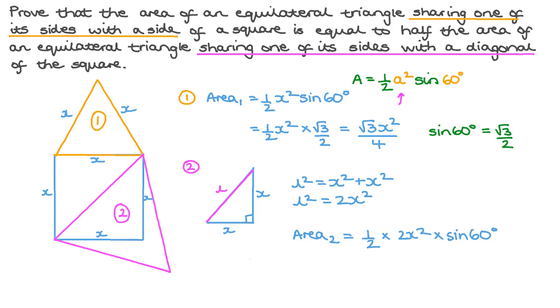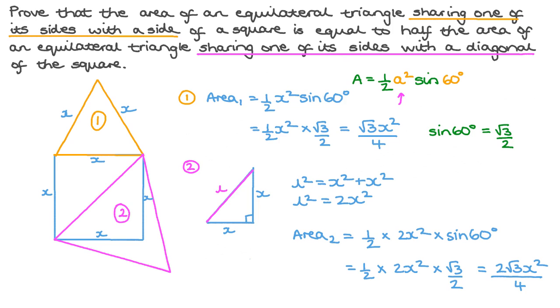So we can substitute the value of L squared, which is 2x squared, into our area formula, and it gives the area of triangle 2 is 1/2 multiplied by 2x squared multiplied by sine of 60 degrees. Again, remember that sine of 60 degrees is exactly equal to √3/2, so the area of the second equilateral triangle becomes 1/2 multiplied by 2x squared multiplied by √3/2. This simplifies to 2√3x squared over 4.